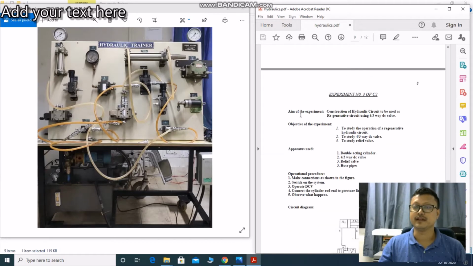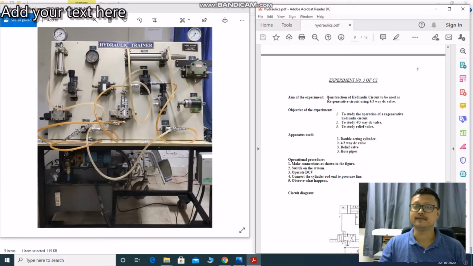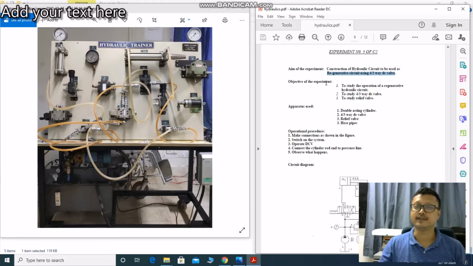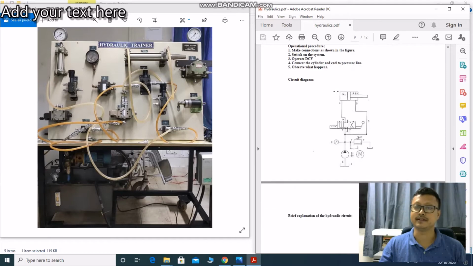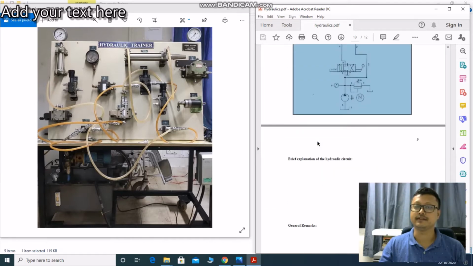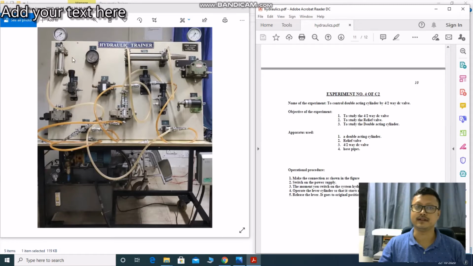In experiment number 3, we are going to build a reconstruction of a hydraulic circuit to be used as a regenerative circuit using a 4 by 3 directional control valve. The objectives are to study the operation of the regenerative hydraulic circuit, the 4 by 3 directional control valve, and the relief valve. The apparatus is one double acting cylinder, a 4 by 3 directional control valve, one relief valve, and some hose pipes. This is the circuit diagram to connect the hydraulic hoses in our hydraulic trainer.